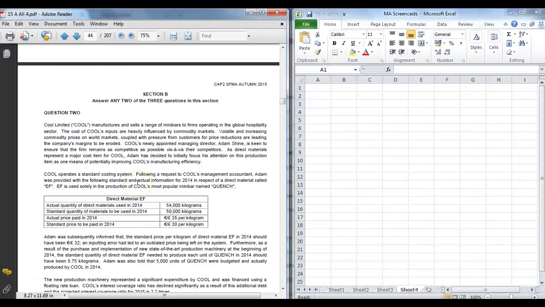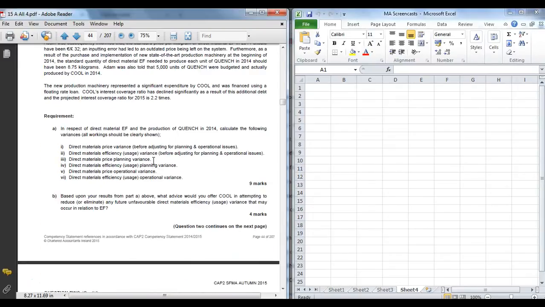This screencast is focused on Autumn 15 question 2, looking at advanced variances, in particular planning and operating variances. So you can assume you've read through the question fully and looked at the requirements. If not, please go back, pause this screencast and look through it, and ideally try and attempt it as well before looking through this walkthrough.